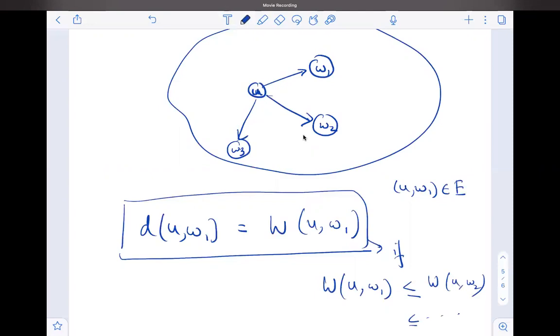Because any path from u to w1 has to go through either w1, w2, or w3. Yes, you can go through, say, w2. Are we considering negative weights? Good. So this is correct, but only if the weights are positive or non-negative.